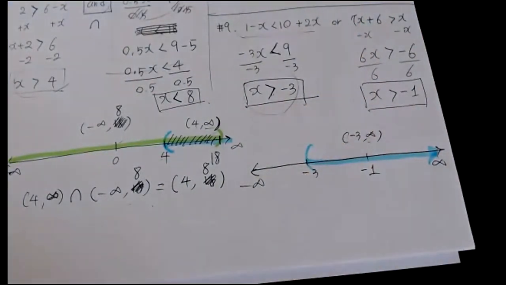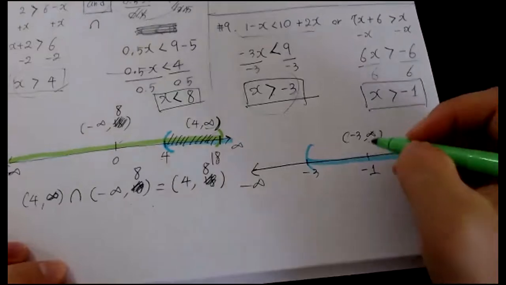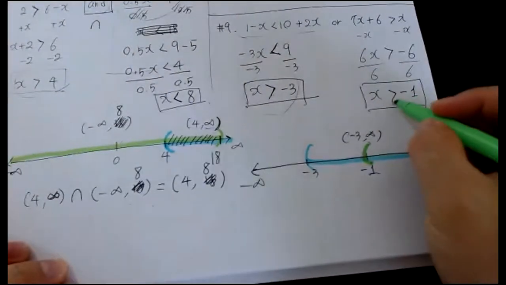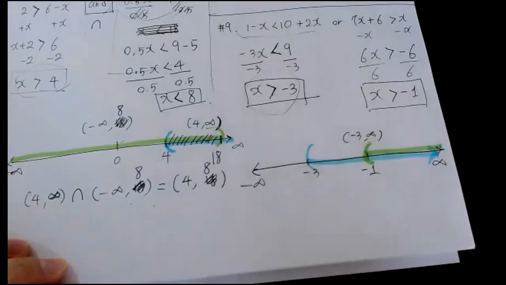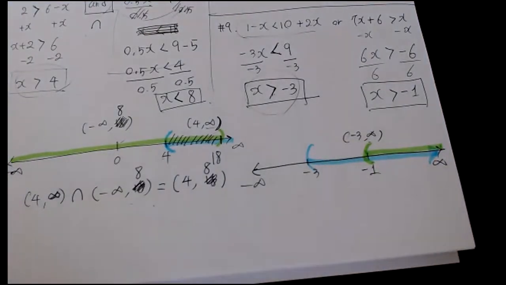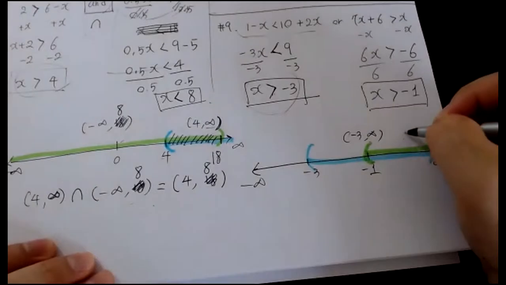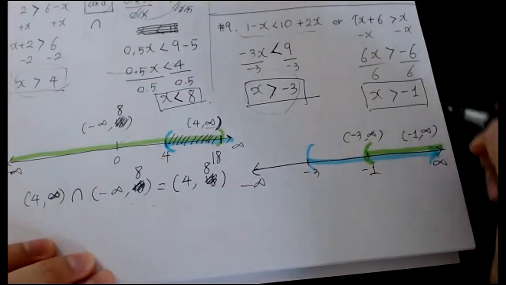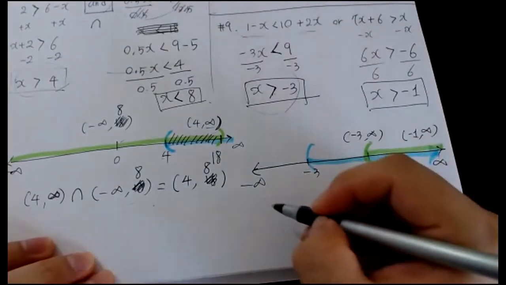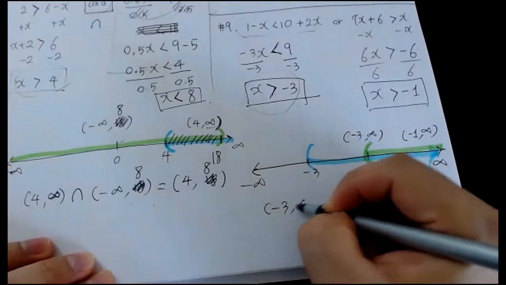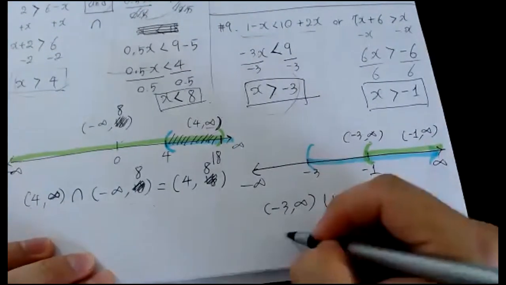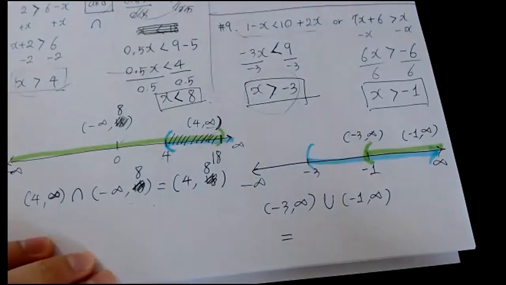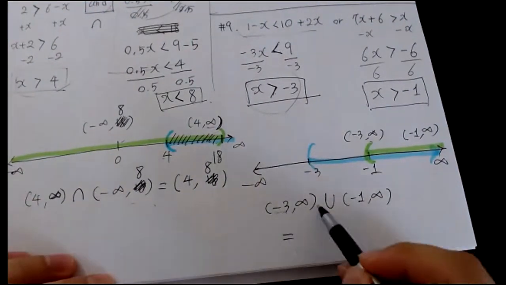And the second linear inequality is what? x is greater than negative 1. So open, because this is greater, right? To infinity. So this is going to be negative 1 comma infinity. So we're going to find the union: negative 3 comma infinity union negative 1 comma infinity. We want to find the union of these two solution sets.